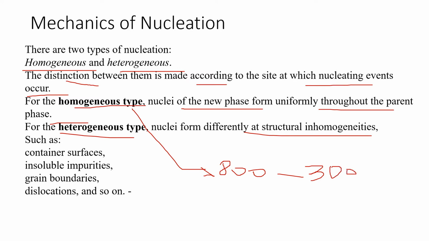One main difference: for the heterogeneous type, the supercooling is very small, like 0.1 to 10 degrees centigrade, in the temperature range. So heterogeneous nucleation forms at structural inhomogeneities: container surfaces, insoluble impurities, grain boundaries, and dislocations.